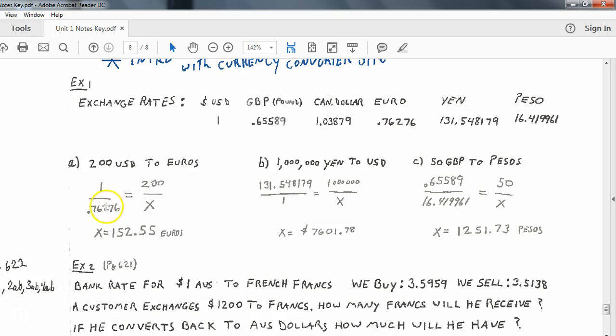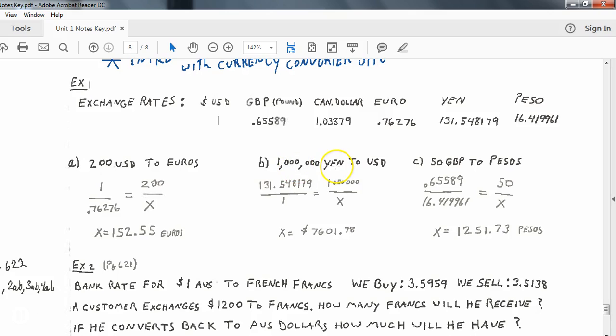Since I went dollars to euros here, I've got to go dollars to euros here for the real money ratio. So in this case, we had $200, and we're looking for X amount of euros. If we just cross multiply on that, then we have our amount of euros that we would convert into. So this is how many euros we would get for our $200. All these are going to be pretty similar for A, B, and C, but let me just talk you through these next two.